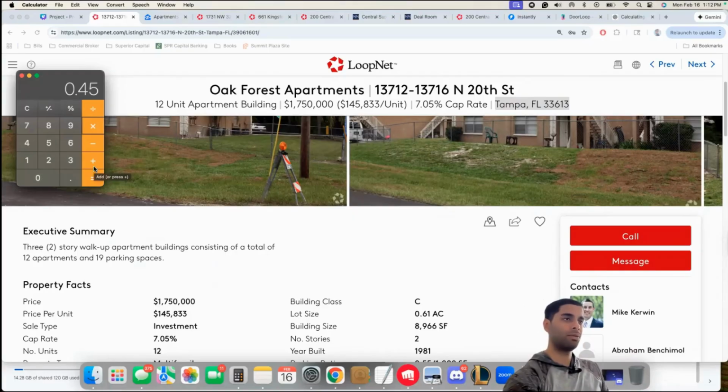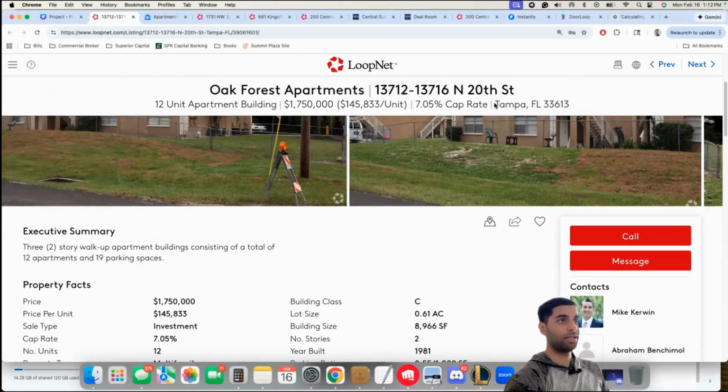Is that on the high side? Probably, but let's say 55%. So that means this is going to be my net operating income. Okay. Next, all I have to do is divide my net operating income by my cap rate. So I've got to figure out what is the cap rate for Tampa, Florida. They're trying to sell at a 7 cap.